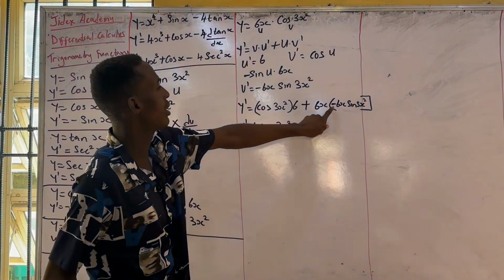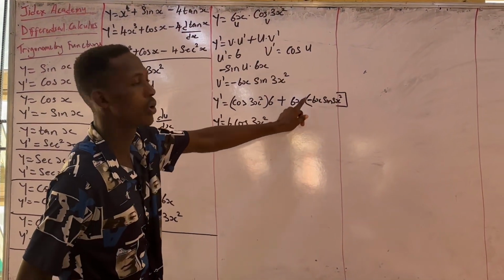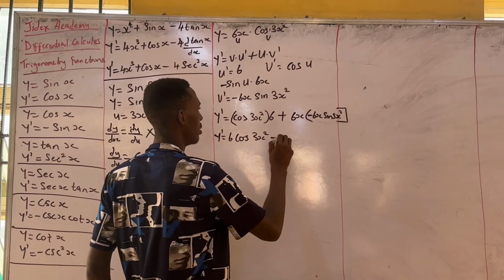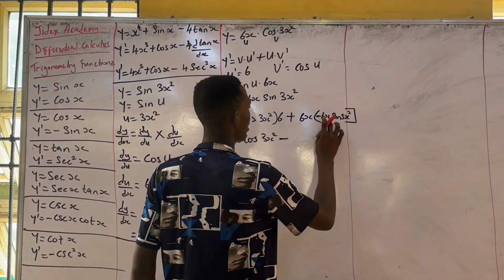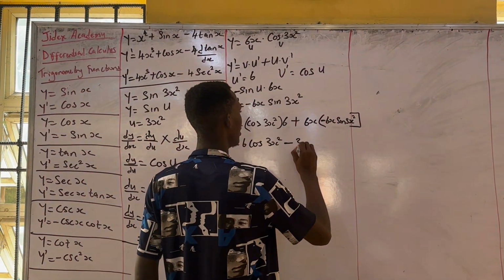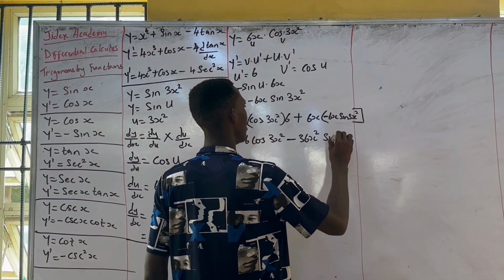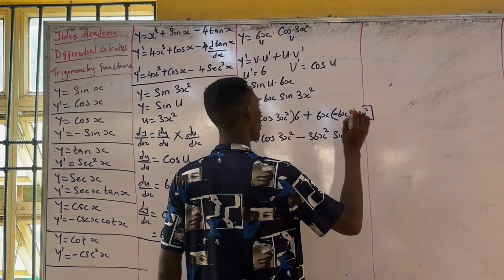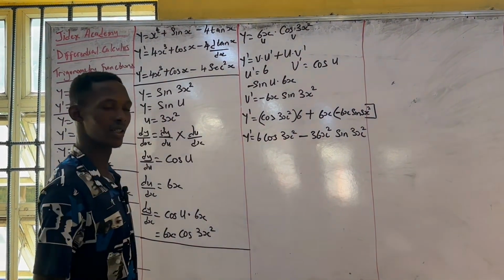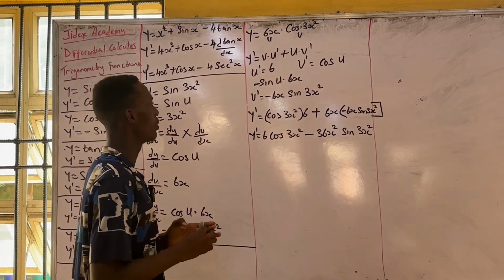Now, because we are having minus here, our minus times plus will give us what? Minus. 6x times 6x will give us what? 36x squared sine 3x squared. That's our final answer.